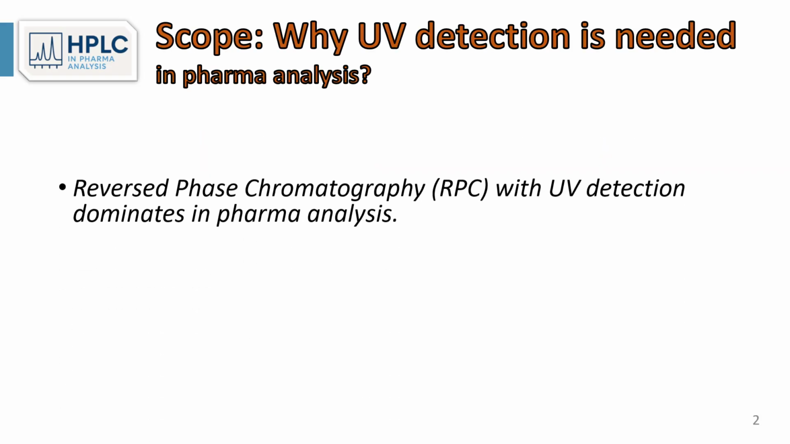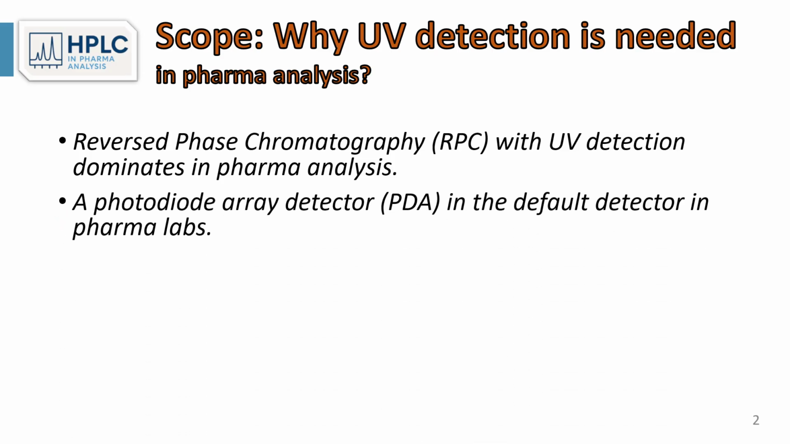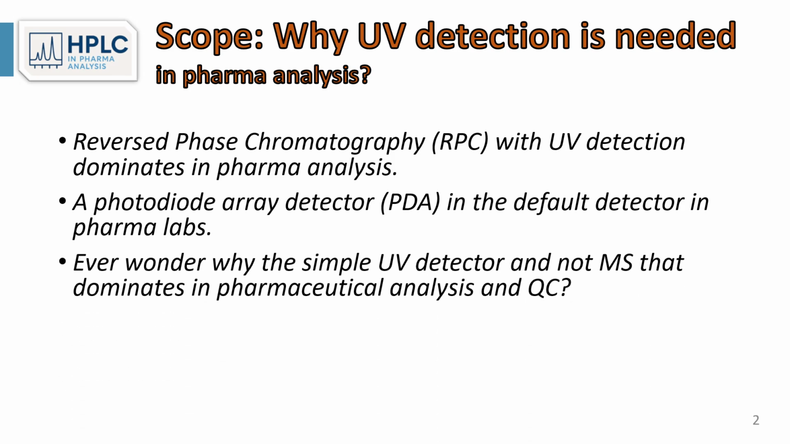Scope. It turned out that reverse phase chromatography, or RPC, with UV detection dominates in pharmaceutical analysis. And it turned out also that a photodiode array detector, or PDA, is the default detector in most pharmaceutical labs. The question is, why is a simple UV detector, and not the omnipotent mass spec, dominant in pharmaceutical analysis and also in QC, or quality control?